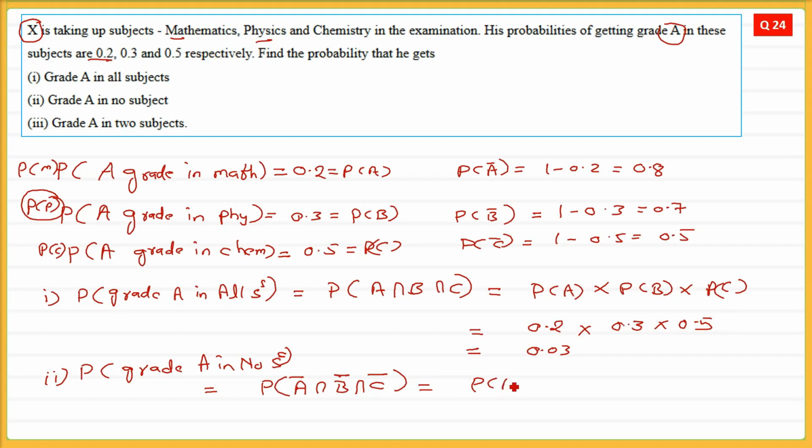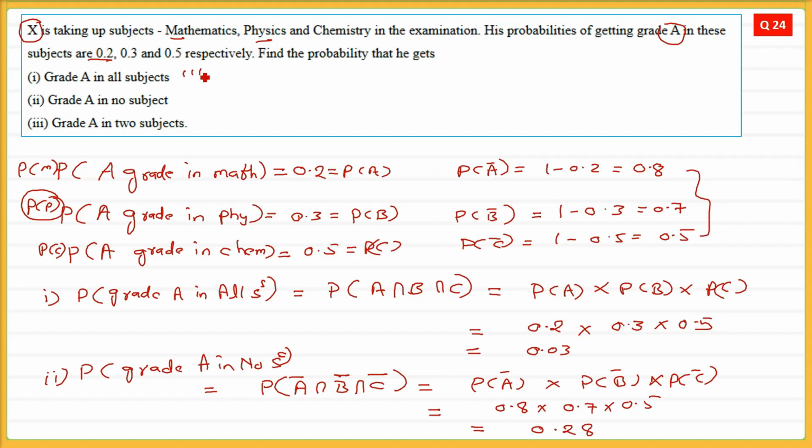Again the same thing we'll do, because these are independent events. We'll multiply them separately: P(A bar) multiplied by P(B bar) multiplied by P(C bar). What is P(A bar)? We have already computed: 1 minus 0.2 is 0.8, and P(B bar) is 0.7, already computed, and similarly we have 0.5 for not getting A in chemistry. When we multiply this, we are going to get 0.28. Now the third one, I'm also doing it on this particular screen only.